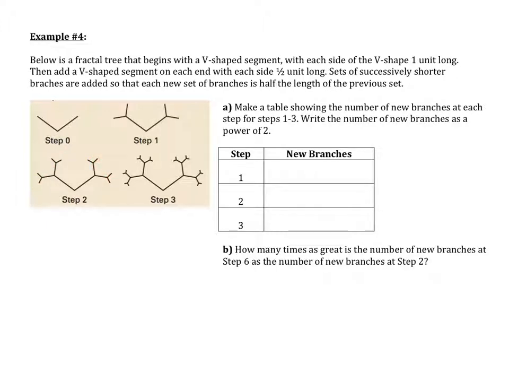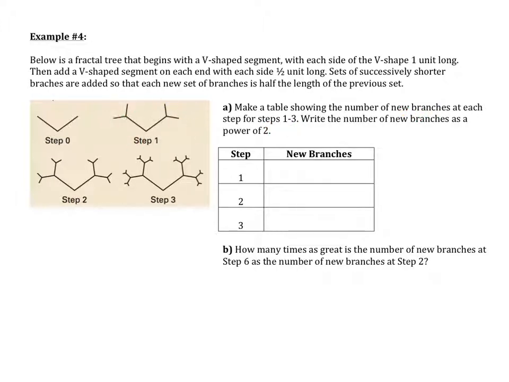So in part A, it says, make a table showing the number of new branches at each step for steps 1 through 3. Write the number of new branches as a power of 2. So once again, they only want us to write them for new branches for steps 1 through 3.